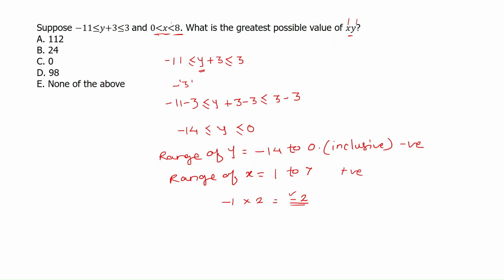So we will take the highest possible value for y. What is the highest possible value for y? It is 0. And 0 into any value of x will be 0. So 0 is greater than any negative value. So our answer is 0, that is option C.